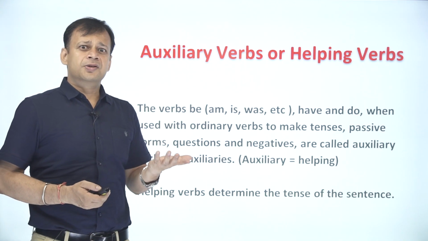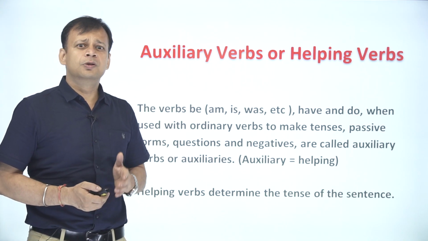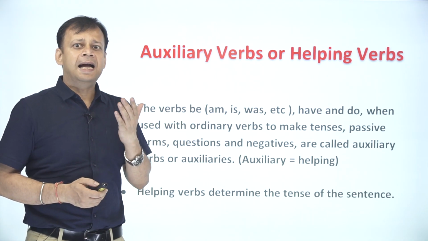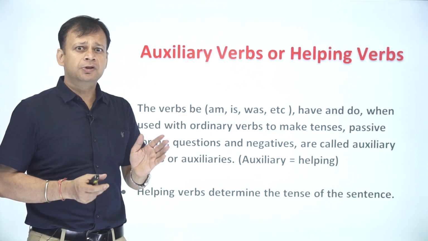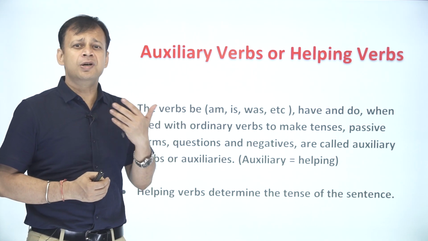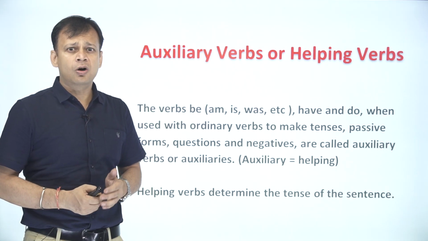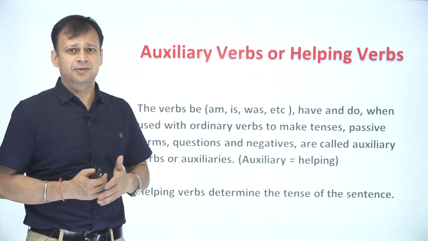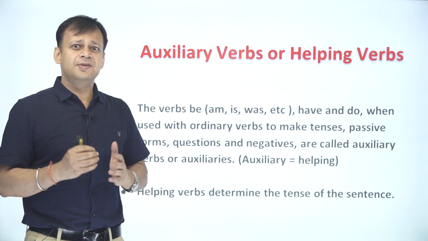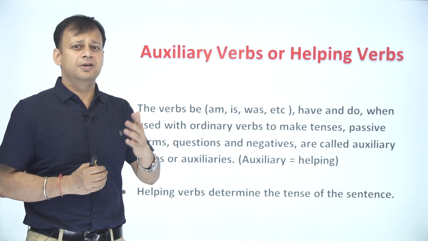Now let us look at the auxiliary verbs or helping verbs. So the verbs be, for example am, is, was, etc., have and do, when used with ordinary verbs to make tenses, passive forms, questions and negatives, are called auxiliary verbs or auxiliaries. Auxiliary means helping. So whenever we form a sentence, the helping verb plays a very important role.